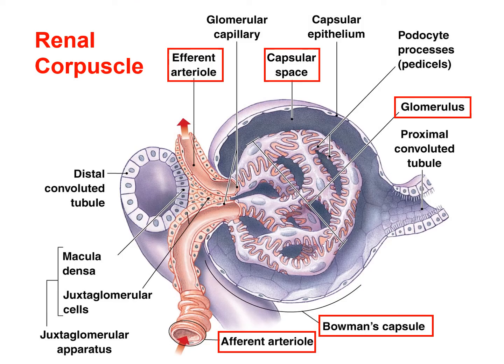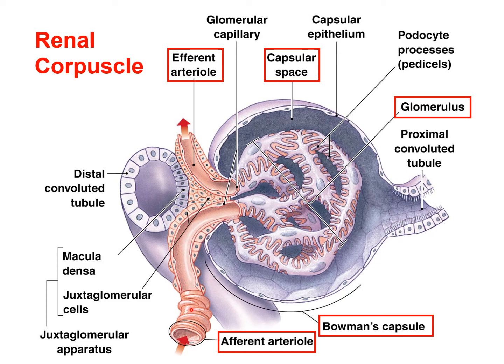So if you notice the afferent arteriole coming in, and then here we've got our glomerulus, our capillary bed there, and then we're going to exit through the efferent arteriole. The reason that the blood pressure is so high in the glomerulus is that if you look at the diameter of the efferent arteriole and compare that to the afferent arteriole, notice that the efferent arteriole is smaller than the afferent arteriole coming in.